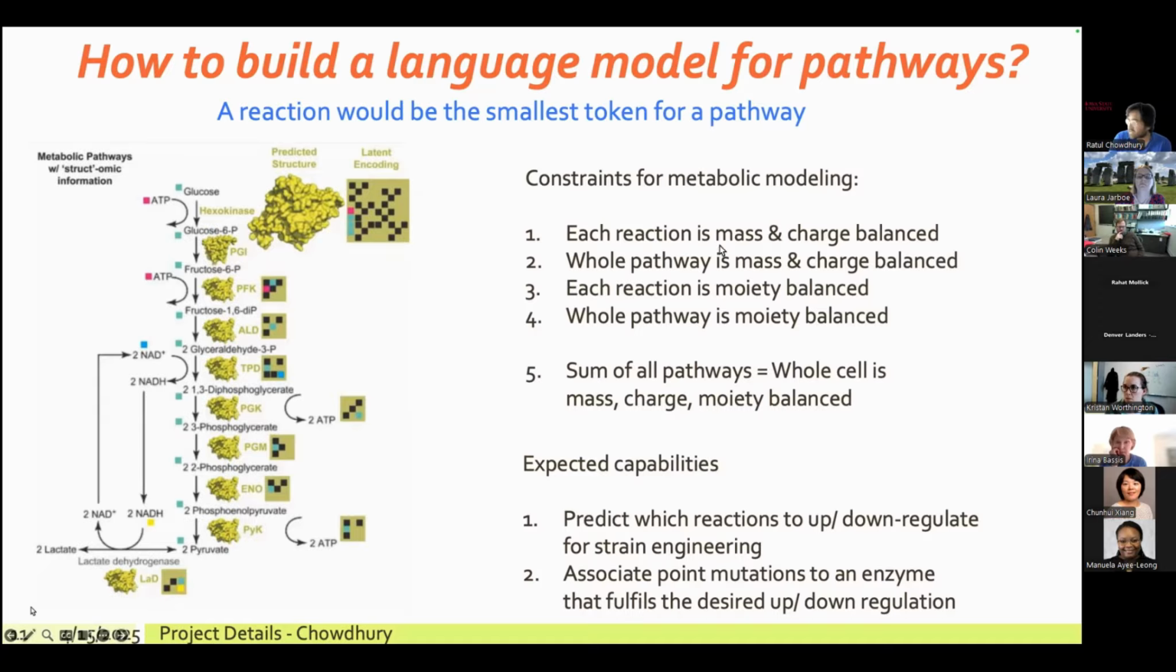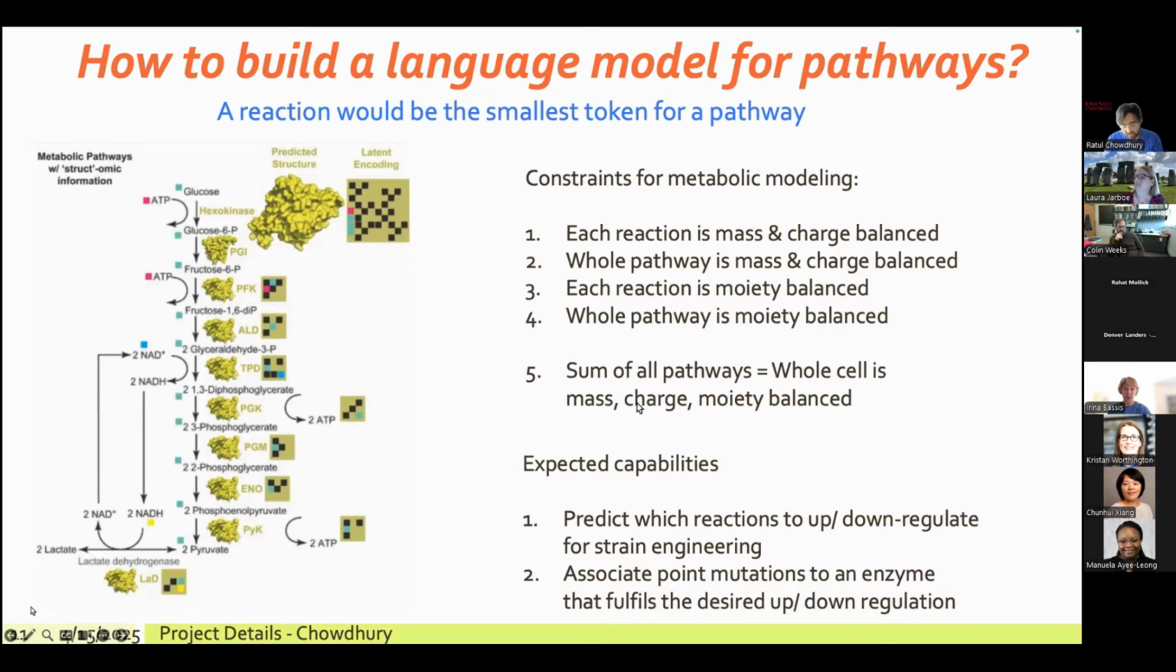So we can do these mass and charge balance checks. We can do the moiety balance check. For example, if there's a phosphate that's getting added, it is coming from some other place which has a phosphate. And also the sum of all pathways is actually the whole cell. This is glycolysis. You have TCA, you have pentose phosphate. You can have all the pathways, and the sum of all the pathways is essentially your whole cell, which is altogether mass and charge and moiety balanced.